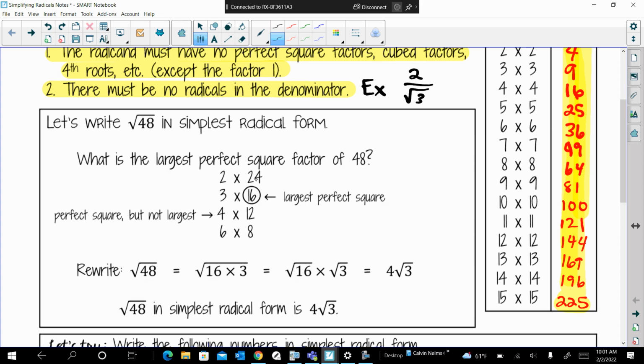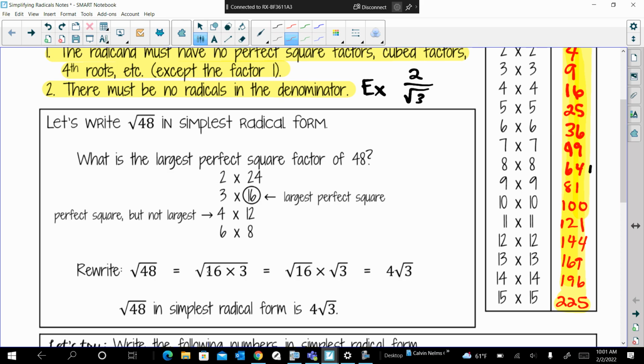So yes, I know 2 times 24 gives me 48, but 2 is not in my box over here. I'm looking for numbers that are in this box over here. 3 times 16 gives me 48, 4 times 12 gives me 48, and 6 times 8 gives me 48. Now 4 is a perfect square, but we want to pick the largest one. So what they're doing is they're going to rewrite the square root of 48 as those 2 factors that multiply together to make 48.